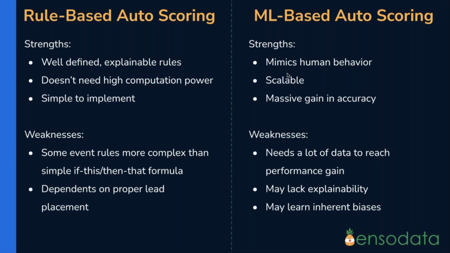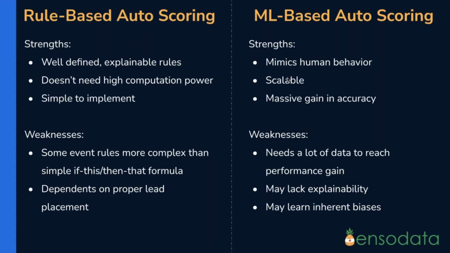Some strengths and weaknesses for machine learning based. First of all, it mimics human behavior, which is part of the reason why it can really perform with very high accuracy and seems almost like another human did the initial scoring for you. It's scalable. What I mean by that is, these machine learning models don't suffer from fatigue. Essentially, they can process thousands of studies 24/7 without getting tired. And with the right amount of data and for the right application, you can really get a massive gain in accuracy compared to these rule-based methods.